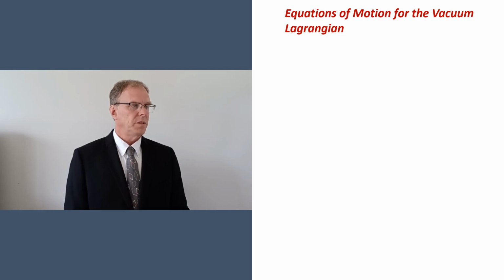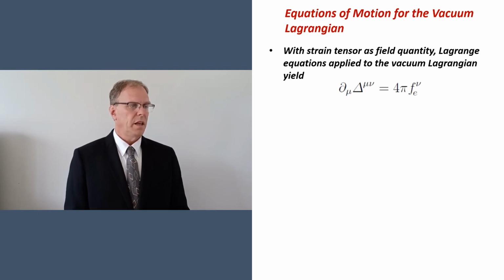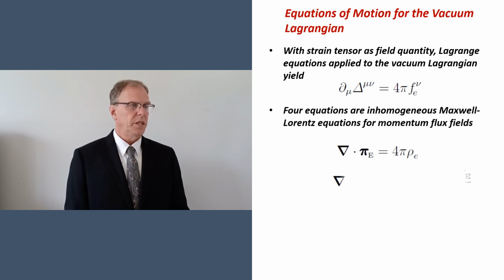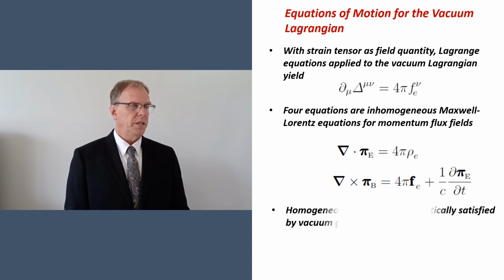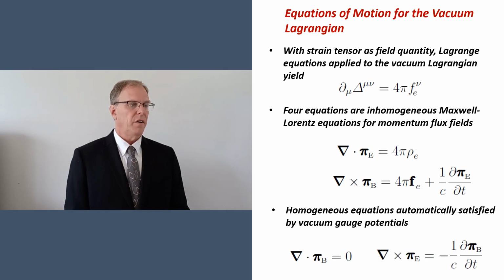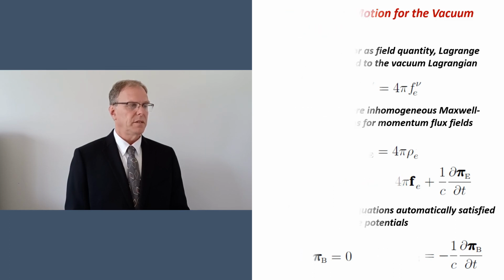Using the vacuum strain tensor as the field quantity, equations of motion for this Lagrangian determine the two inhomogeneous Maxwell-Lorentz equations for our momentum flux fields pi sub E and pi sub B. Of course, the homogeneous equations automatically follow from derivatives of the vacuum gauge potentials, and this completes our reformulation of the Maxwell-Lorentz equations in terms of momentum flux velocity fields.